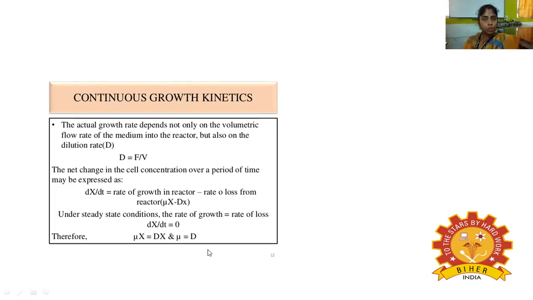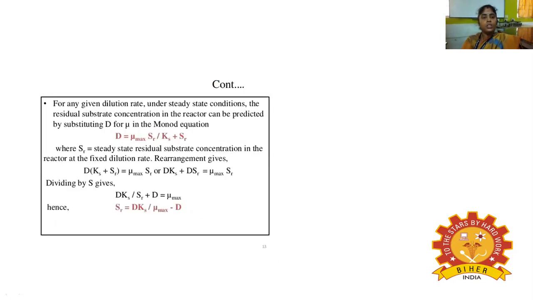So μ will be directly proportional to D. So the value we get as μ in the case of continuous culture will be equivalent to the dilution rate of your continuous fermenter. For this equation also, we are going to make the Monod equation in a linear form to find what is μ, the specific growth rate, what comes from the slope and what from the intercept. So here we are going to use the Monod equation, μ is equal to μmax S divided by Ks plus S.